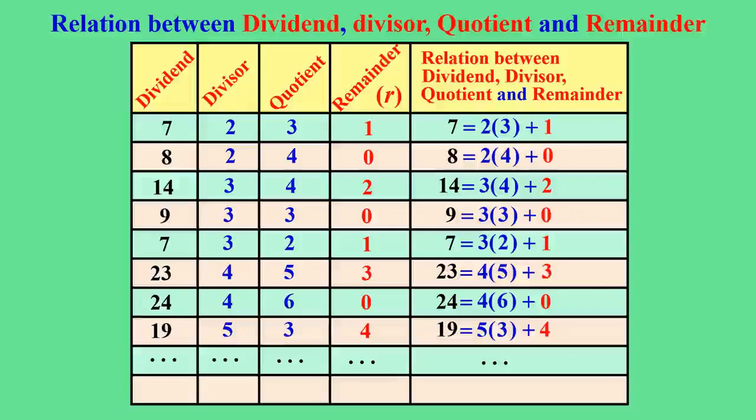We continue this process for any positive integer as a dividend, any positive integer as a divisor, and we get some quotient and remainder. By observation of all these, we establish a relation between dividend, divisor, quotient and remainder. Let dividend be x, divisor be d, quotient be y, remainder be r. Then the relation between x, d, y and r is x is equal to d times y plus r.